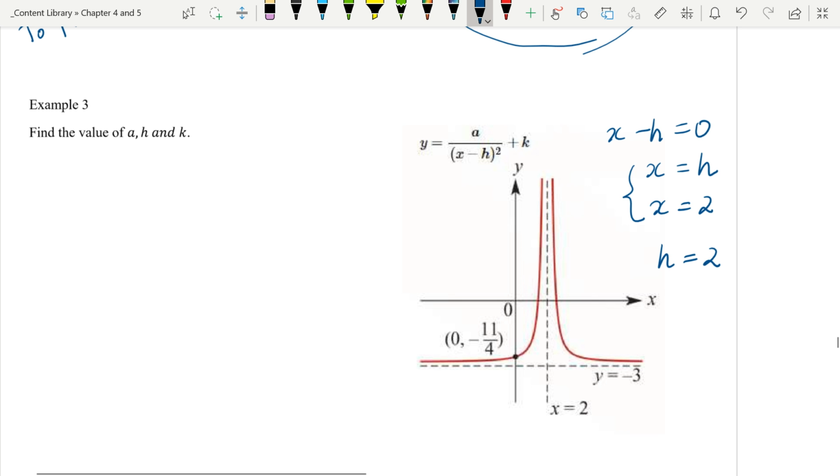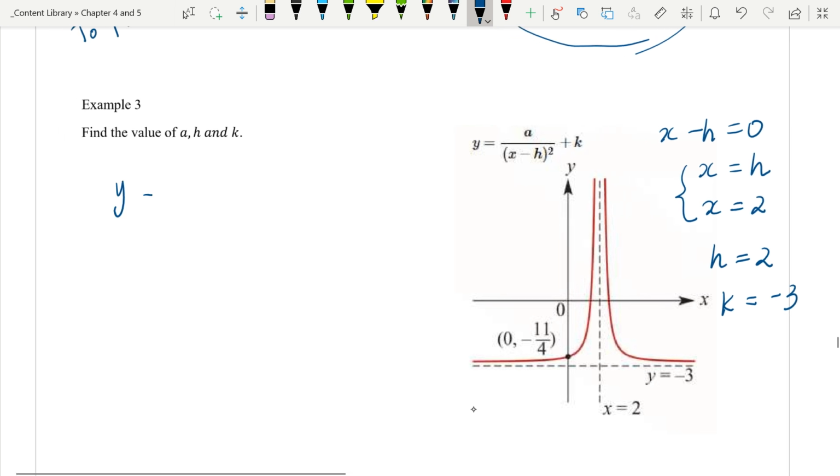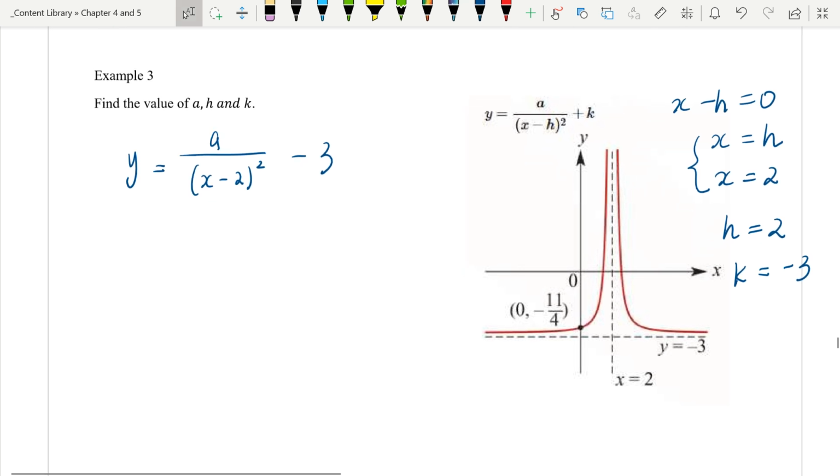Hope that makes sense. x minus h equals 0 is the asymptote. In terms of h, the asymptote must be x equals h, and the asymptote is actually 2, so h equals 2. And what's k? 3 or negative 3? Negative 3. The horizontal asymptote must be y equals k, and now y equals -3 is the horizontal one, so k equals -3. So what we have is y equals a over (x - 2) squared, minus 3. The 2 and 3 are information from the asymptotes.